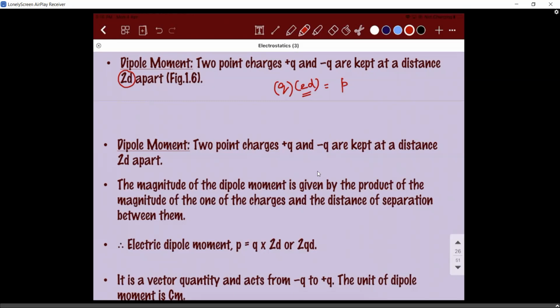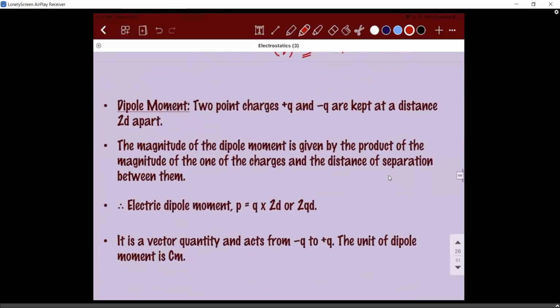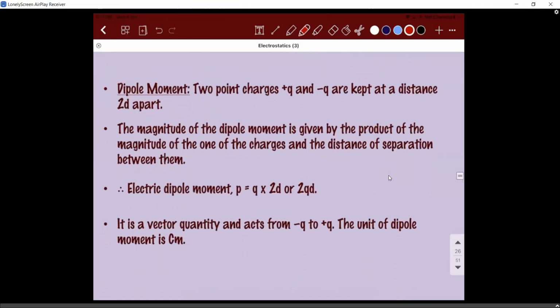What I'm trying to tell you here is, don't memorize the formula like q into 2d. You should know what the charge is and what the distance of separation between them is. If you know these two values, just multiply. That is how you need to remember, because there are certain problems where they'll not give you 2d and confuse you. What you will do by default is put the 2 and get the answer, and you will get double the dipole moment, which will go wrong. Their job is like that, so please have this in mind. Next, it is a vector quantity, and it acts from the negative to the positive charge. Now comes an important question.